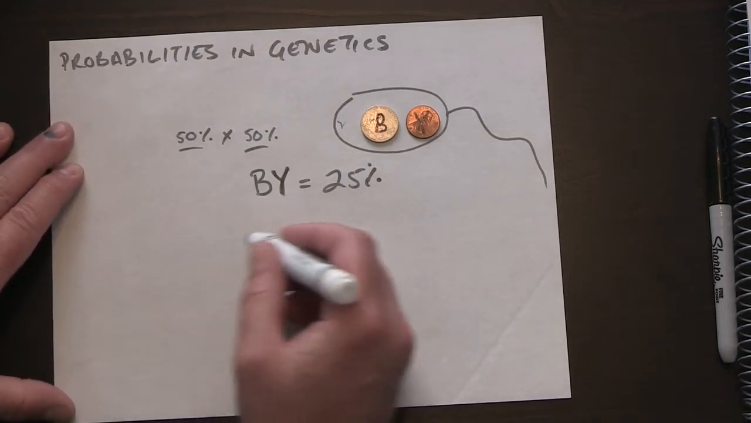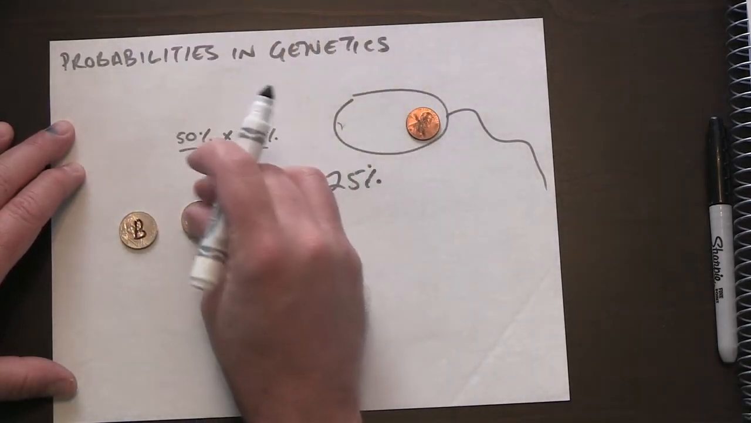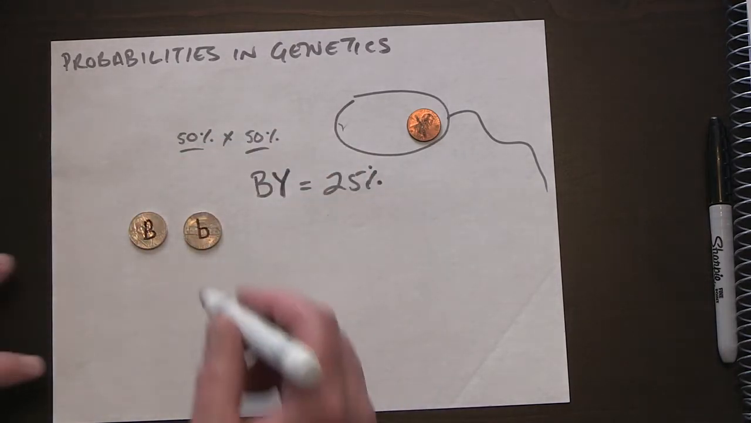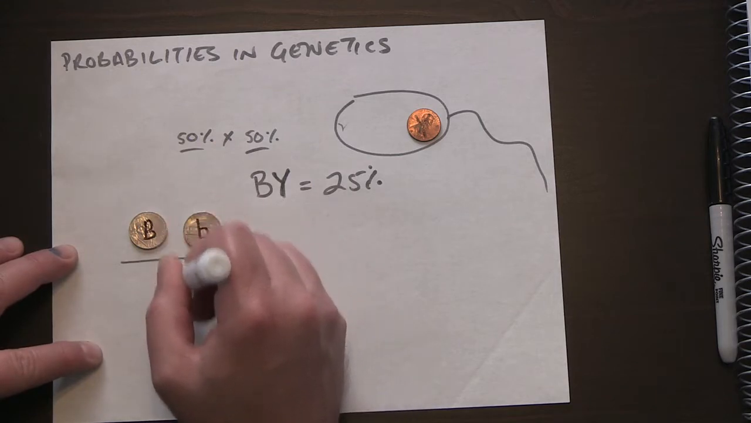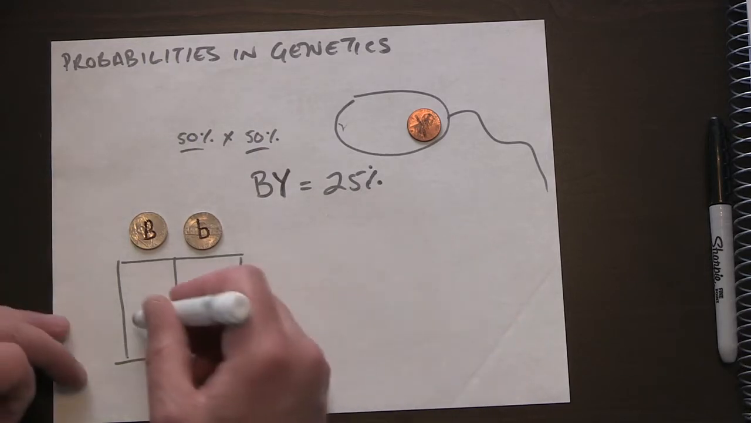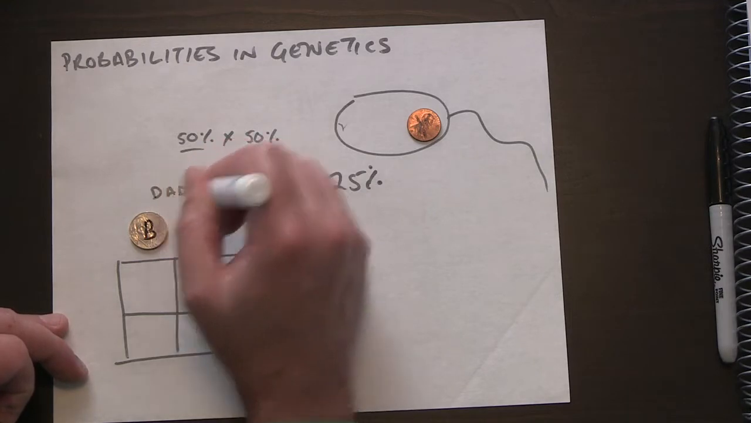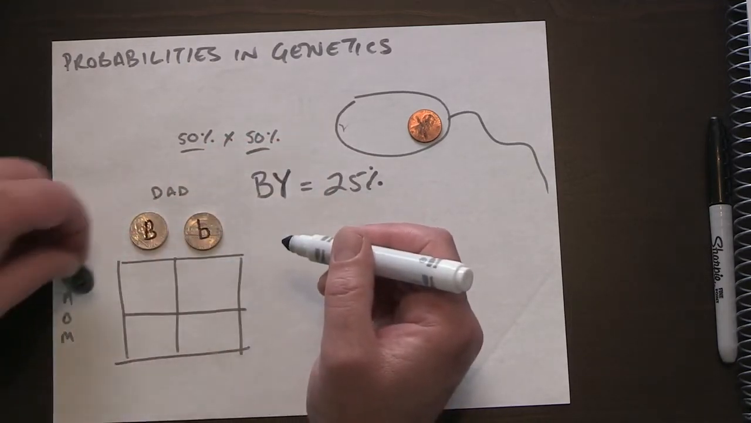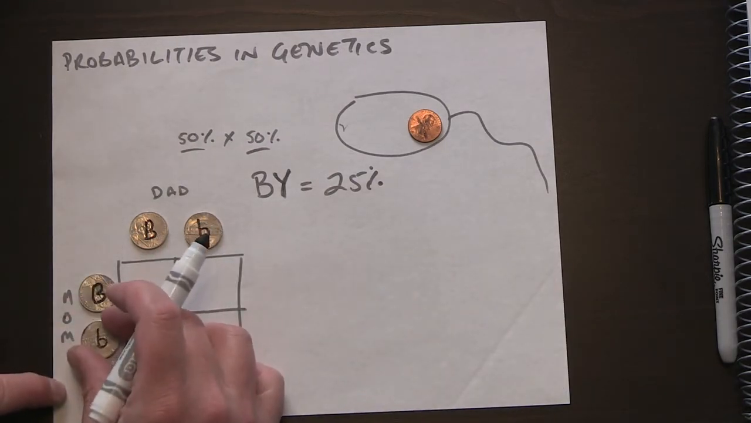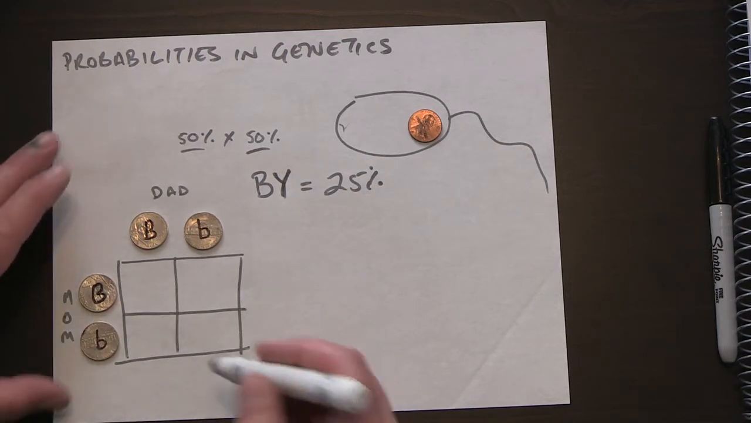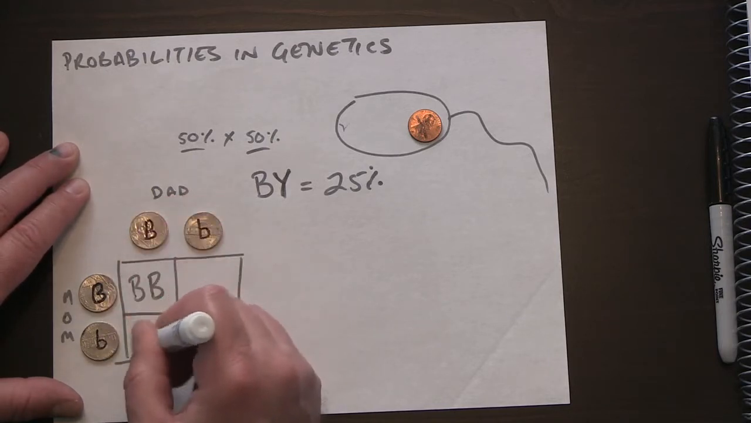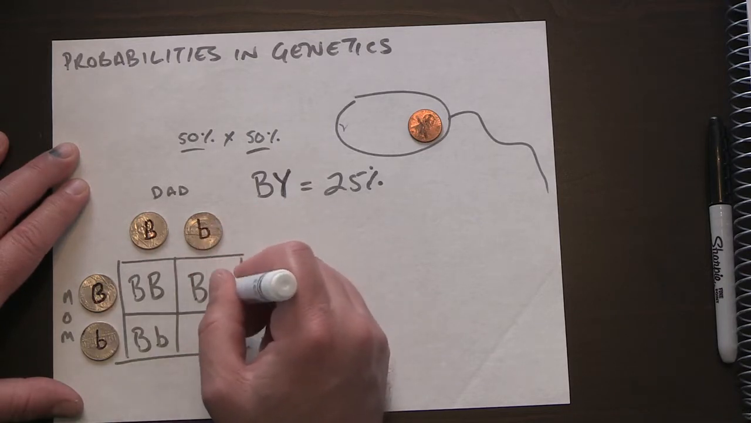So let's do a father who's got big B. I hope you can see those coins. And a mother. So this is dad, and this is mom, who is also heterozygous for the B gene, whatever that is. So the different combinations here in this Punnett square are big B, big B, big B, little b, big B, little b, or little b, little b.